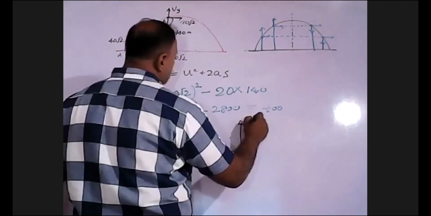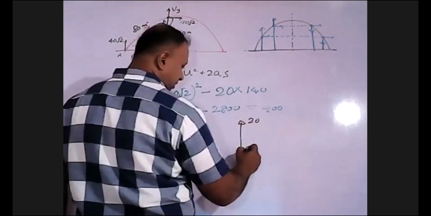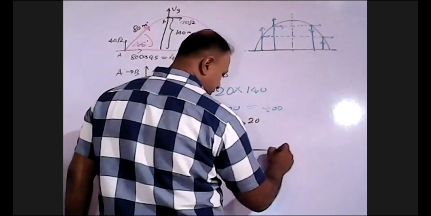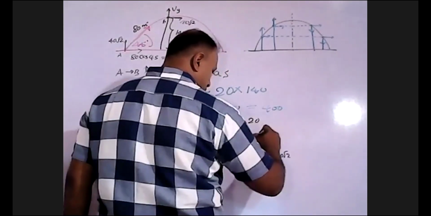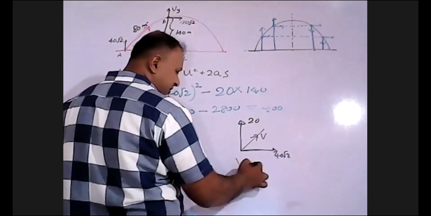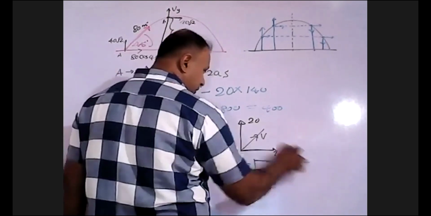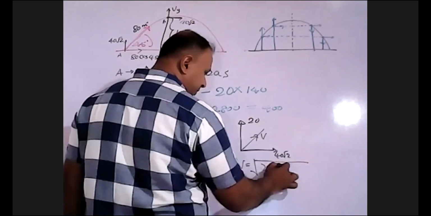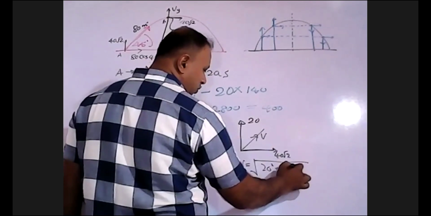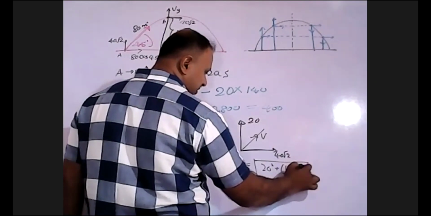So that is 20. This one is 40 root 2. So the resultant velocity is equal to the square root of 20 squared plus 40 root 2 squared, which is 1,600 into 2.